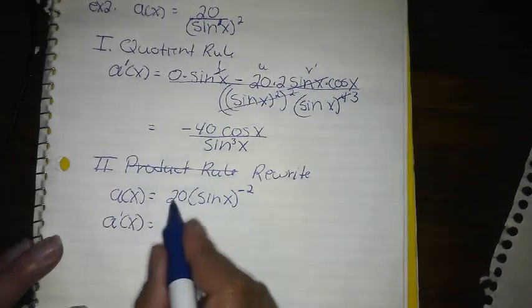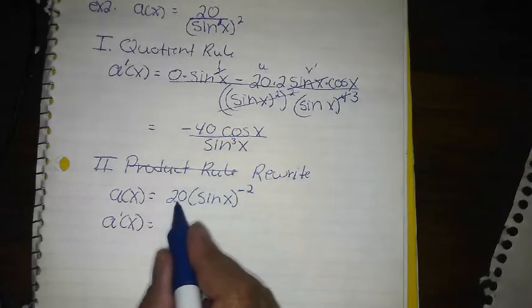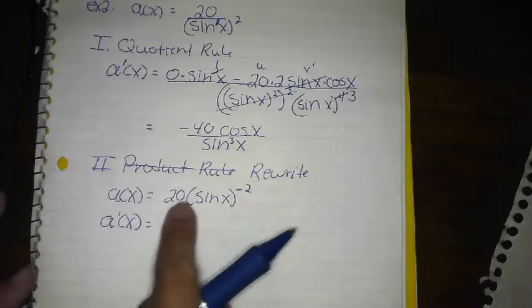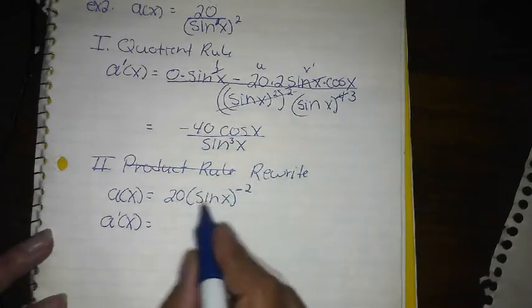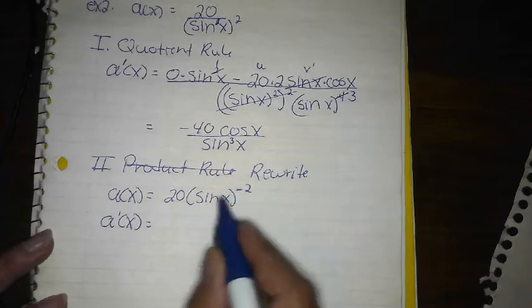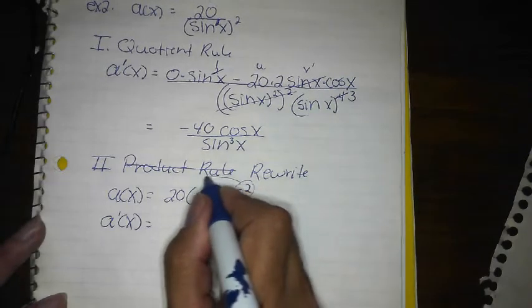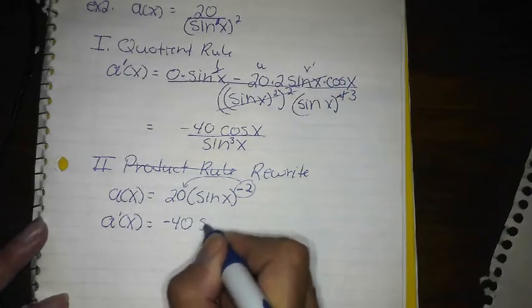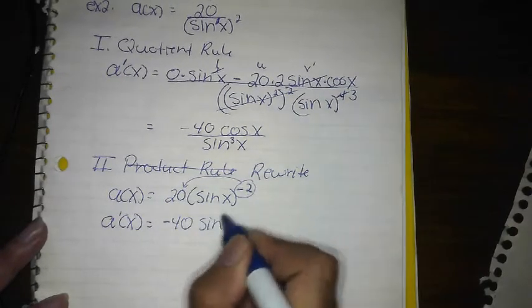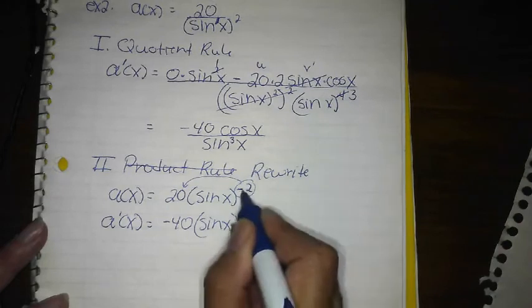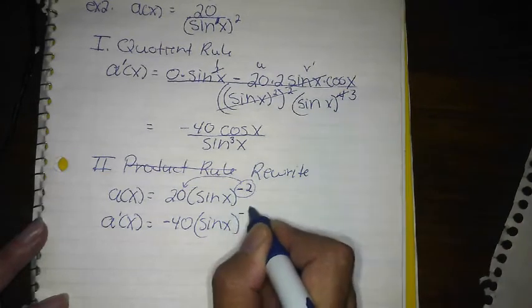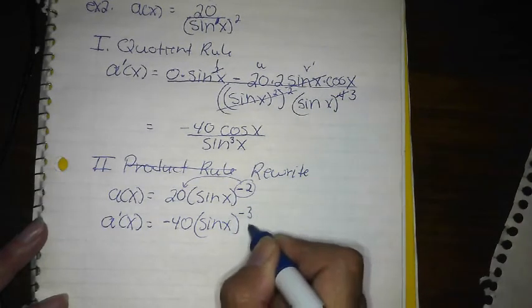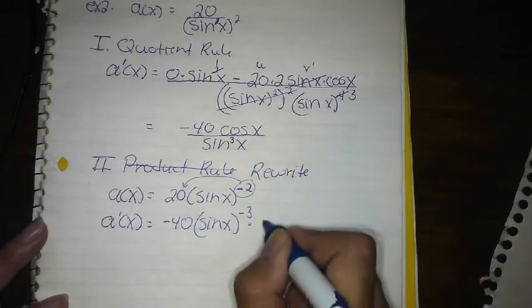Remember, multipliers just carry along. So we're not starting the derivative there. That's just a multiplier carried along. We're going to start with this over here, and it has an outside and an inside. So power rule it is. So negative 40 times sine x to the, subtracting 1, that'll give us negative 3, times the inside derivative is cosine x.